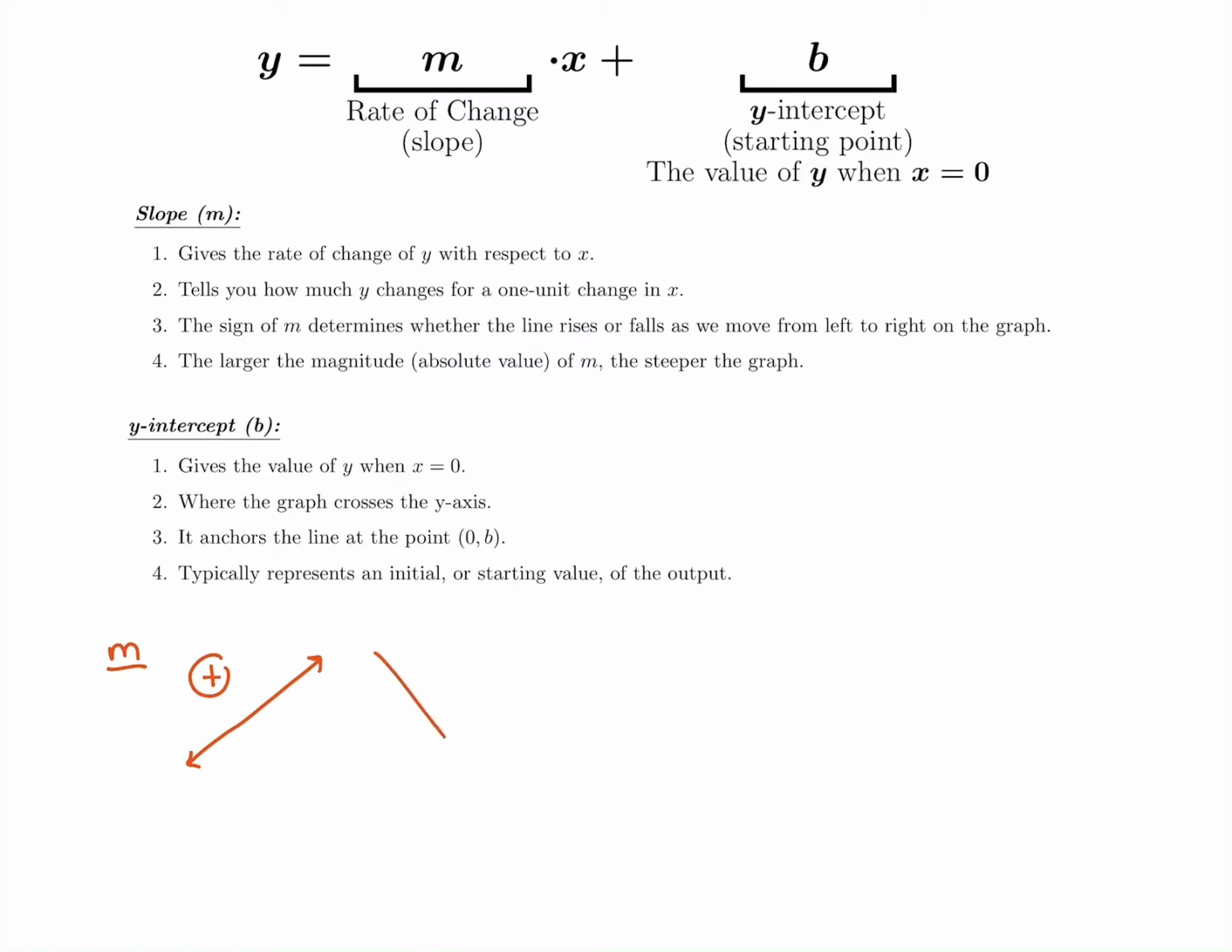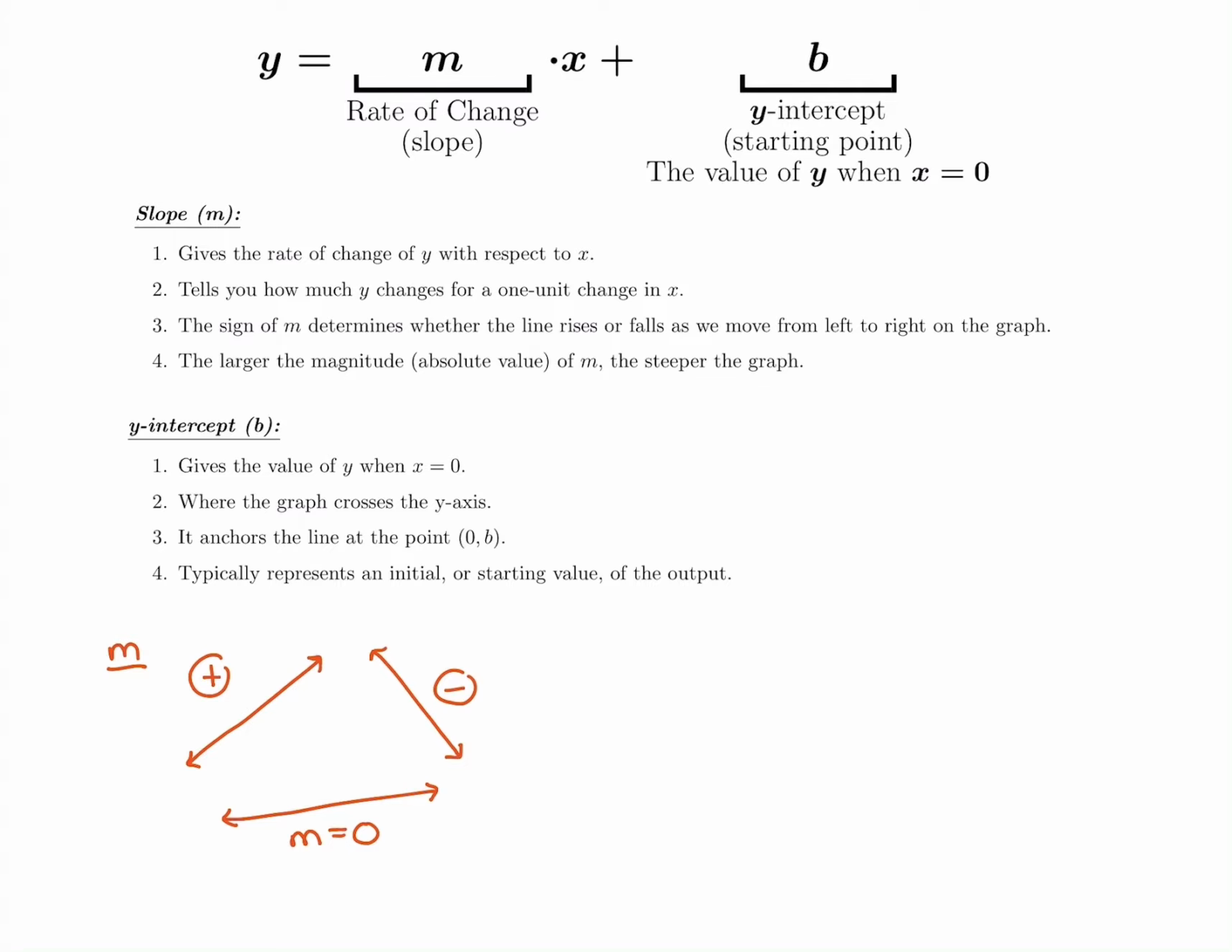If m is negative, the graph is going to fall left to right. It's going to go down. And if m is 0, it's going to be constant left to right. It's going to be a flat part of the graph. So knowing m tells us how many y's we should change with respect to x. It is going to tell us how steep or how fast the graph is rising or falling. And the larger the m, the steeper the graph.